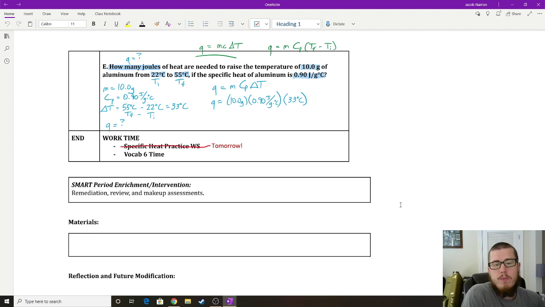All right, there we go. So there you go. I just plugged everything in. Mass was 10 grams. Cp was that. Delta T was 33 because we did it over here on the left side and we found it over there. All right, so now I'm going to put some stuff in the calculator to see what I get. So 10 times 0.9, and I could hit enter, okay? Or you can just keep going.